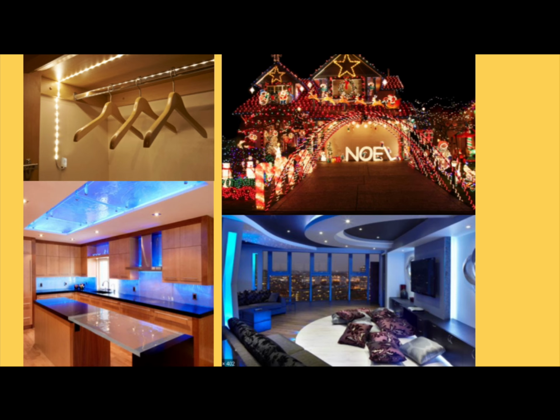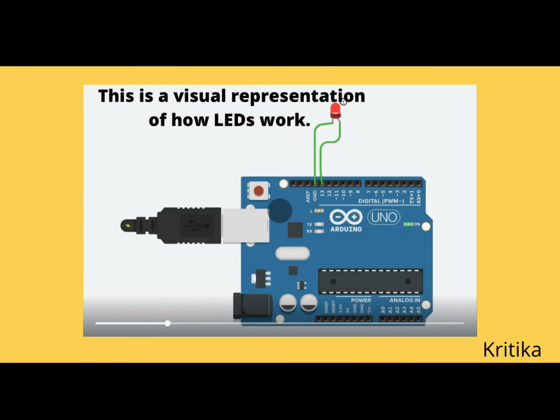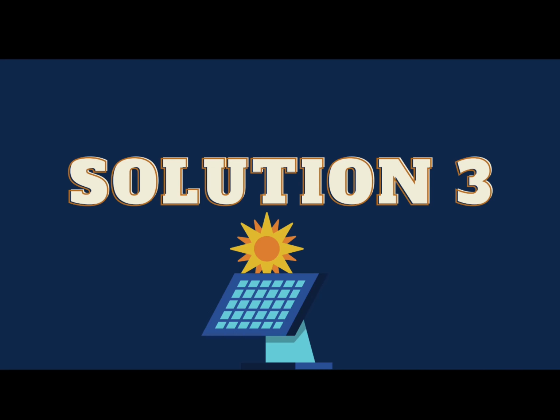And here are pictures of how LEDs are used. I hope you like them. So here is a visual representation of how LEDs work. I've used them on an Arduino. If you don't know, it's like a robot's brain and it's used for other kinds of functions. And the green line things are wires. Well, LEDs are quite amazing. Now we have to move on to our other solution.